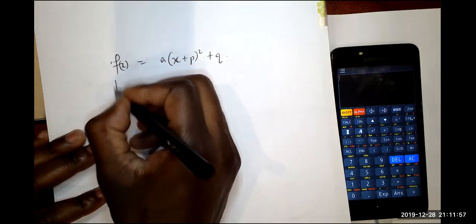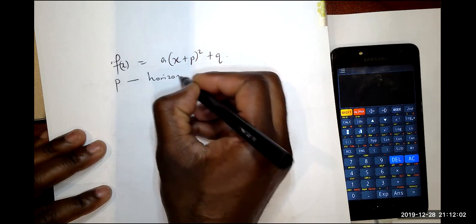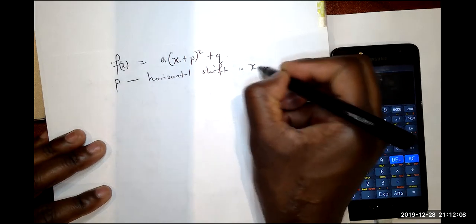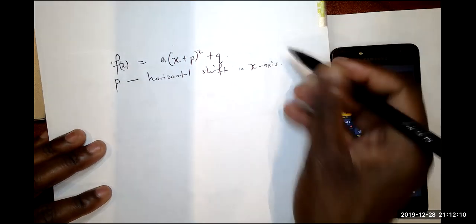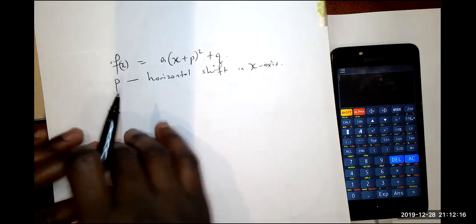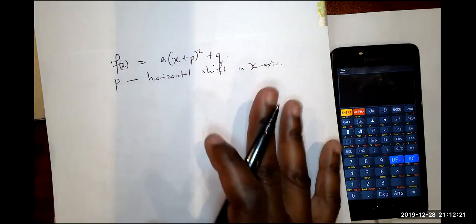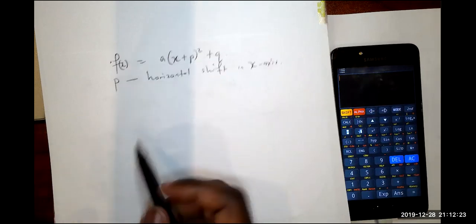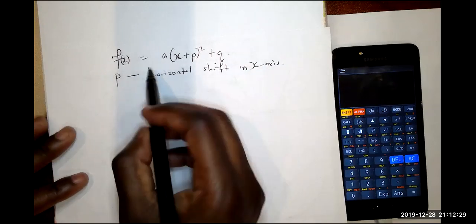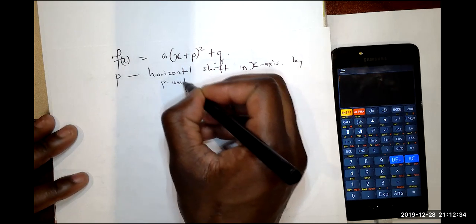The P actually gives a horizontal shift, so in the x-axis. Now listen carefully here. We have been going up. Now what are we going to do? We are going horizontal. That's a horizontal shift. So P does the dancing. The dancing there is actually the horizontal shift, and that's what you need to remember. So the horizontal shift by P units.